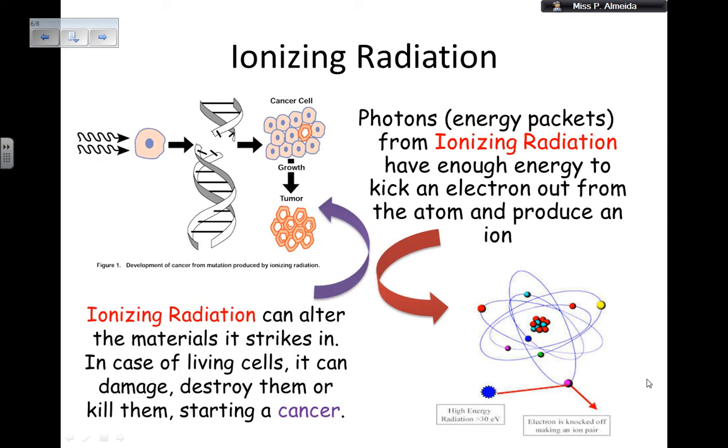So it's an ion, okay? So, what is the problem? Ionizing radiation can alter the materials it strikes. In the case of living cells, it can damage them, destroy them, or kill them, starting a cancer. So what happens is you get radiation hitting a cell, and it can destroy the DNA of that cell. You get one bad cell.